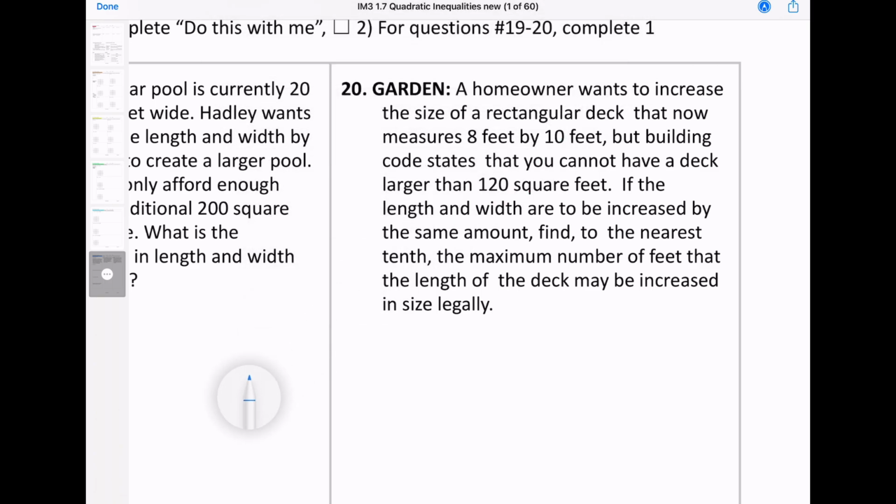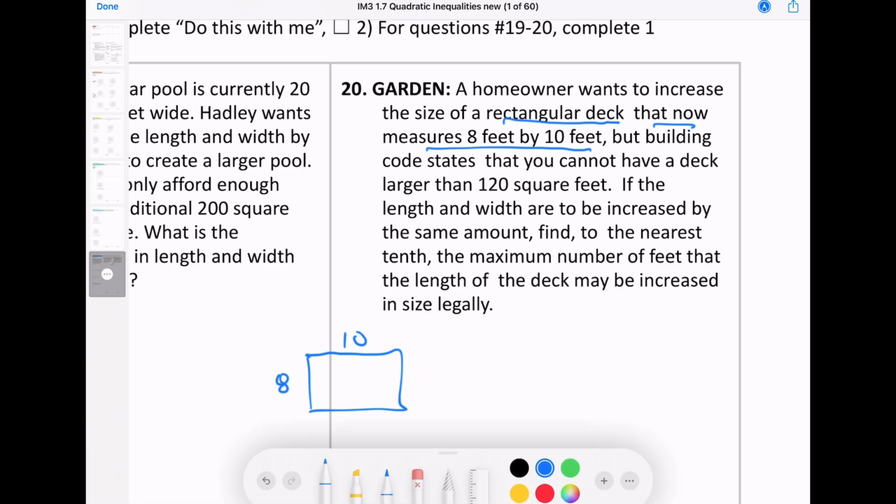Hey guys, let's go over question number 20. A homeowner wants to increase the size of a rectangular deck that now measures 8 by 10. But the building code states that you cannot have a deck larger than 120. If the length and width are to be increased by the same amount, I'm going to call that one x, find to the nearest tenth the maximum number of feet that the length of the deck may be increased in size legally.